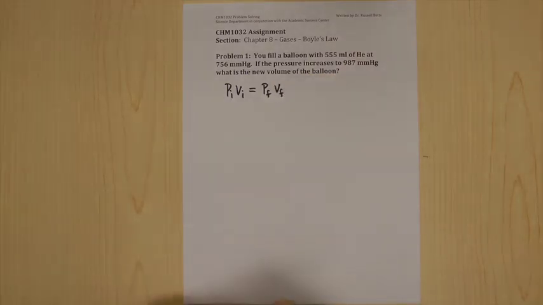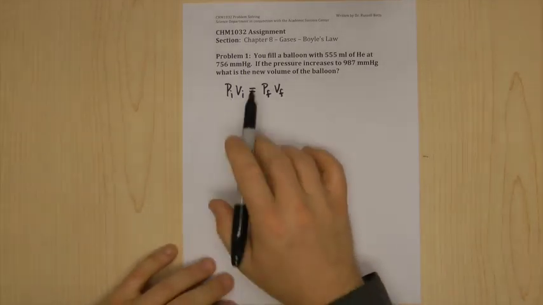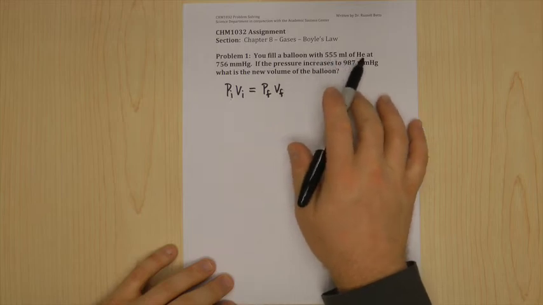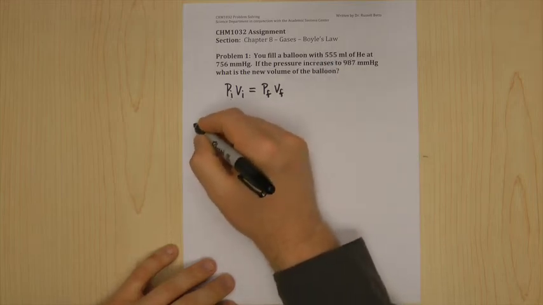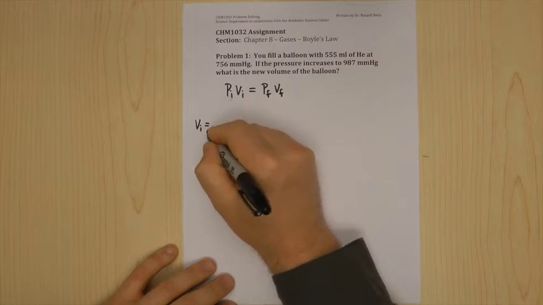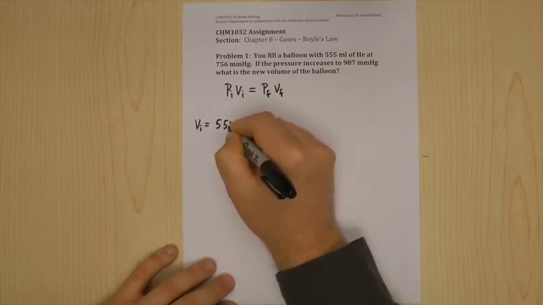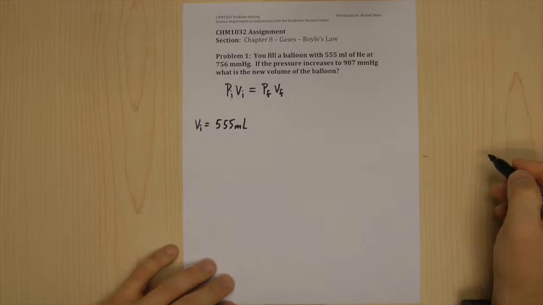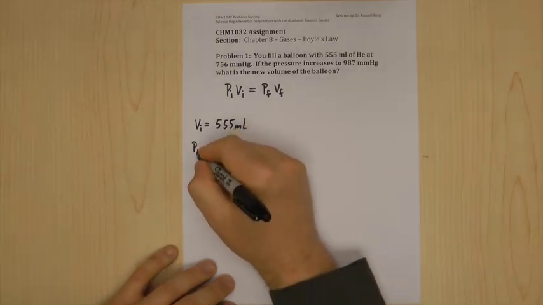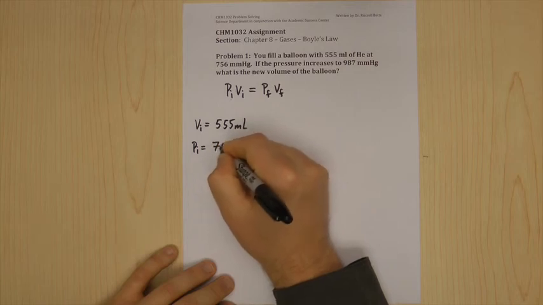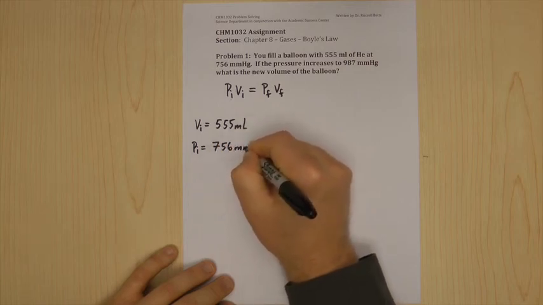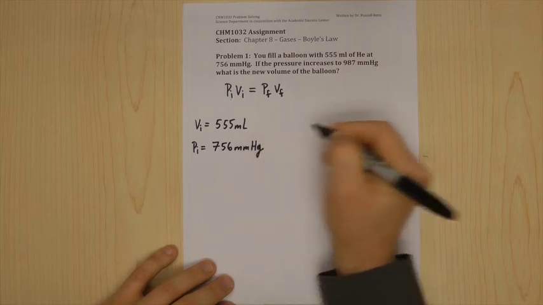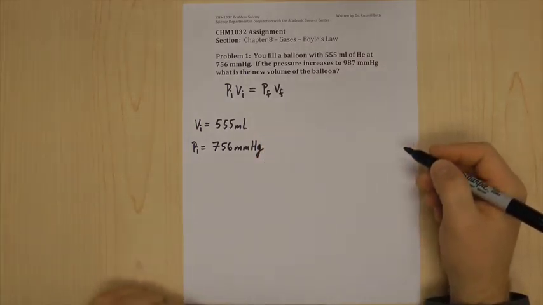So what I like to do with these kinds of questions is make a little list of what I have and then figure out what I need. So you will fill a balloon with 555 milliliters. So that's going to be a volume. So VI is 555 milliliters. At 756 millimeters of Hg, that's a pressure unit. So PI equals 756 mmHg.